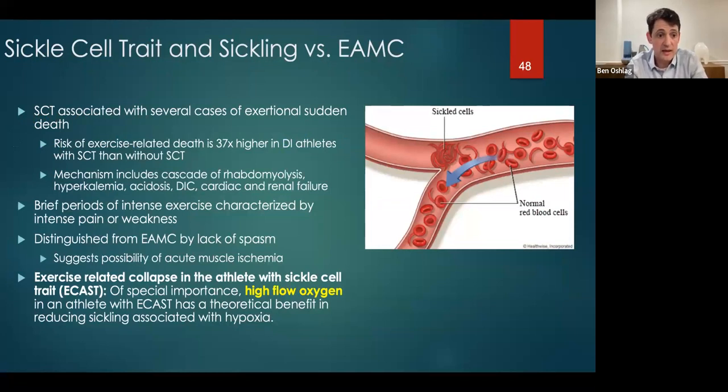And what you see symptomatically is brief periods of intense exercise characterized by intense pain or even just weakness. As opposed to muscle cramping, there's a lack of spasm here, which can suggest muscle ischemia from vaso-occlusion. And of special importance here, high flow oxygen can actually be very helpful to help limit sickling and can reduce your morbidity, mortality in situations like that.